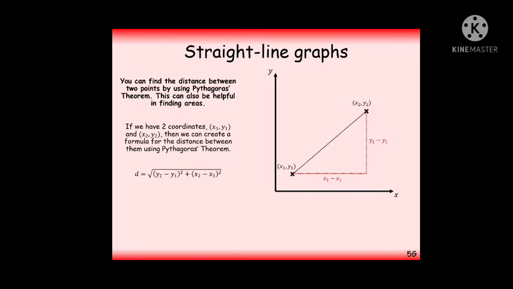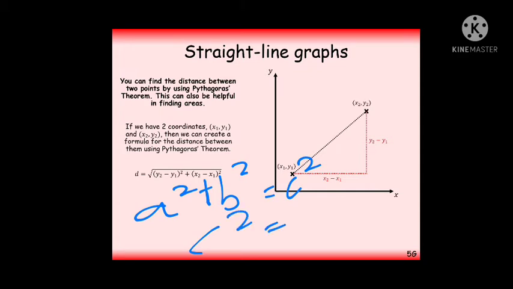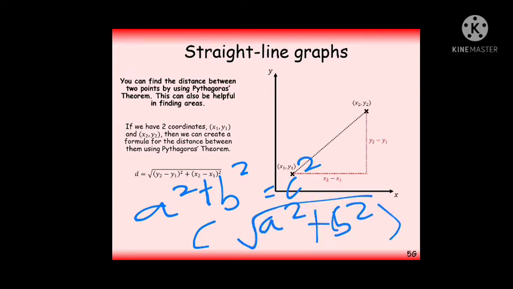Okay, so we know Pythagoras' theorem tells us that a squared plus b squared is c squared. So if we wanted to find c, I'd have to square root a squared plus b squared. Okay. Which is similar to what we have there to find the distance.